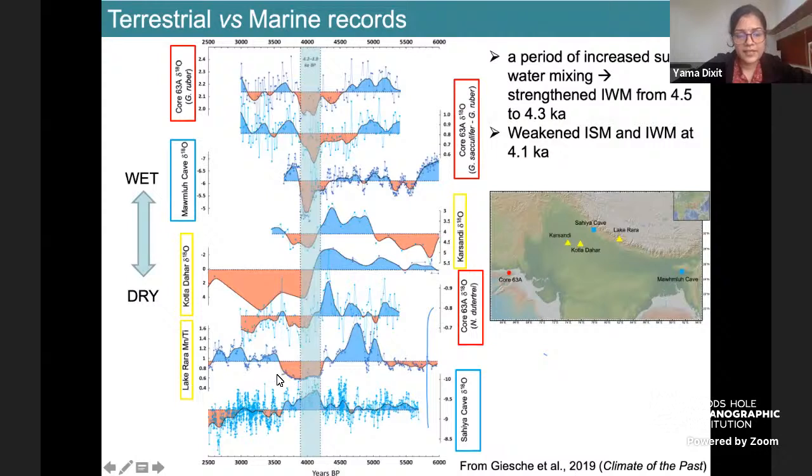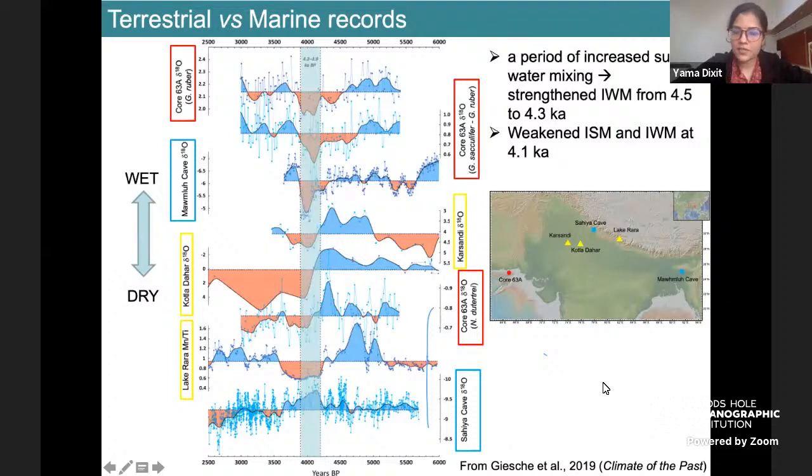But in general, you can see that Lake Rara, this N-Deutetrae, is basically suggesting winter monsoon. Kotla Dahar, from our record, from our study, suggests that there was a drying period that occurred around 4,000 plus minus 0.1. So usually it's between 4.2 and 3.9. And other surface dwelling species clearly indicate that the runoff decreased, and the oxygen isotopes are indicating that this was a drying period. Now this is the cave from Meghalaya, which has a very clear, distinct dip in oxygen isotope, which suggests that this was a drying period.